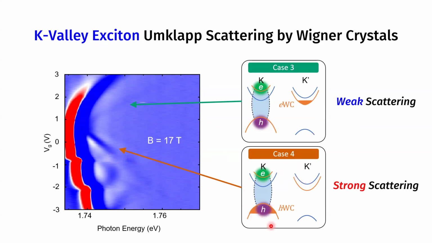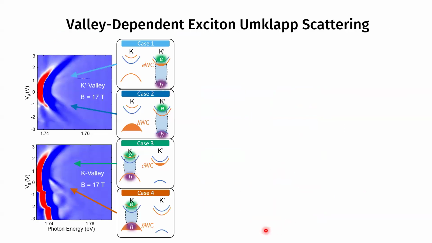The Wigner crystal and the exciton are located in the same valley, and they have the same spin, so that there is a phase-space overlap between the two. And it is this phase-space overlap that affects the Umklapp scattering strength tremendously, leading to this strong signal that we see. And here I gather all 4 of the cases together in a sort of a summary.